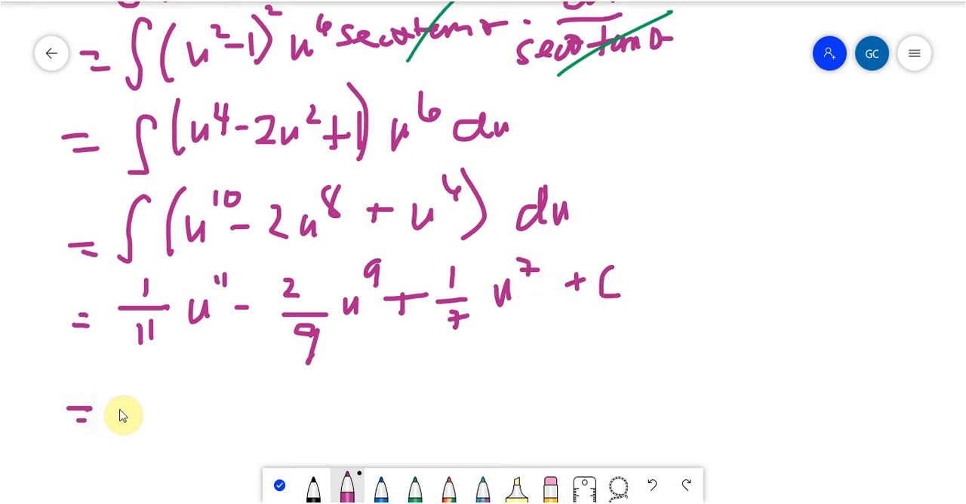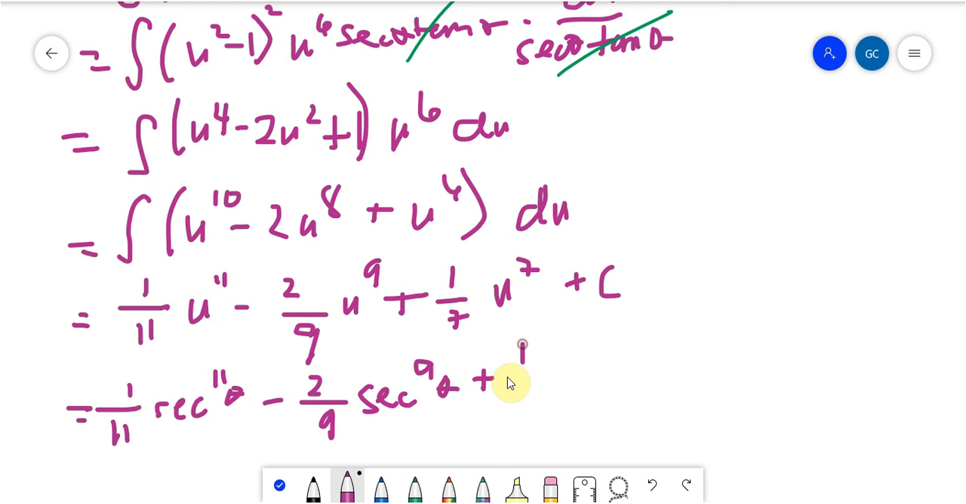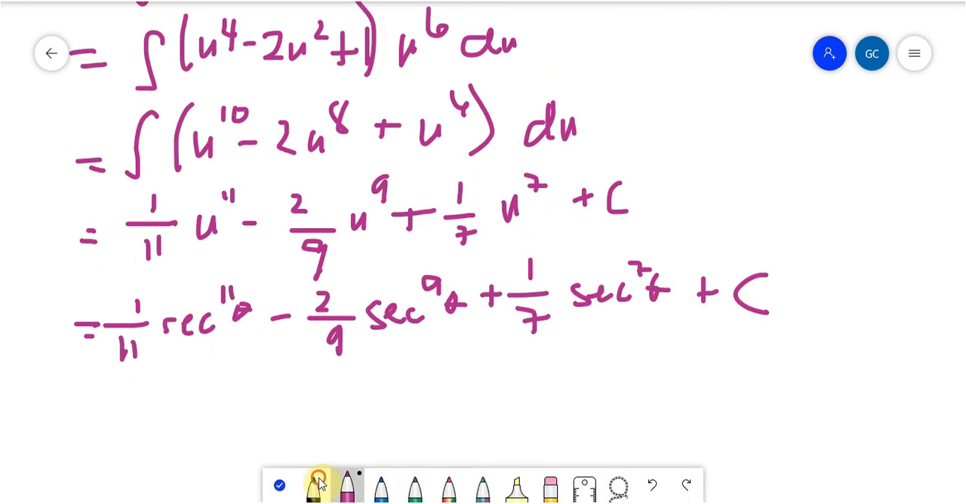Substitute back what is u, where u is secant, so we have 1 over 11 secant to the 11th theta minus 2 over 9 secant to the 9th theta plus 1 over 7 secant to the 7th theta plus some constant c. Now that is the final answer.